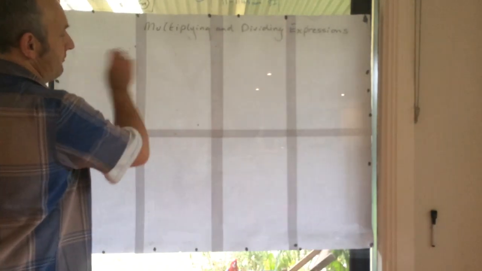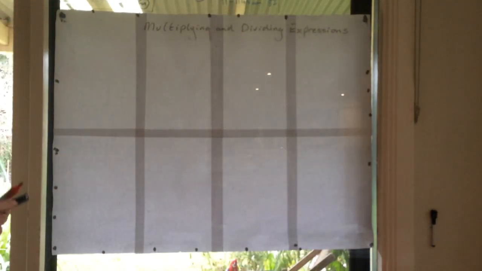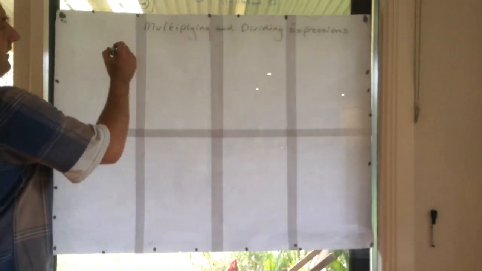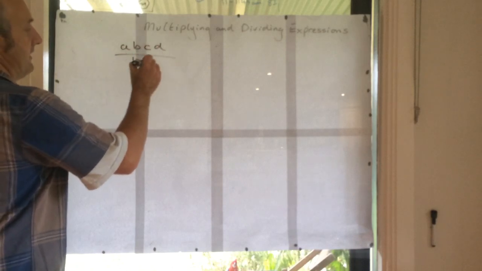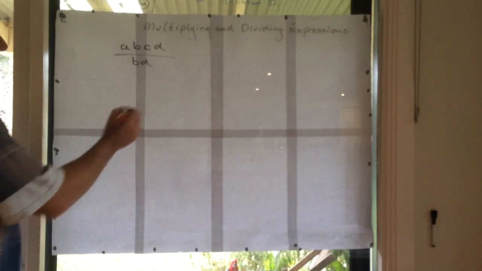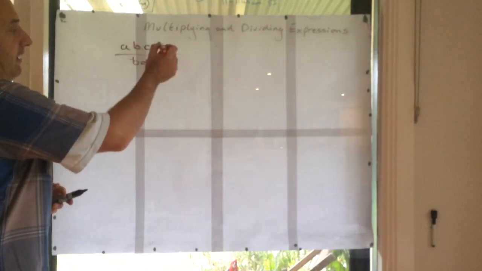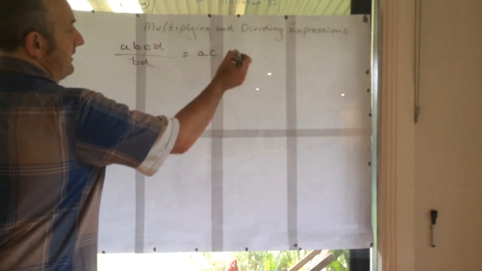Okay, let's just do a couple more and then that will be it. So let's do this. A, B, C, D over BD. What's going to cancel here? Yeah, the B and the D are going to cancel. So we're going to be left with AC.